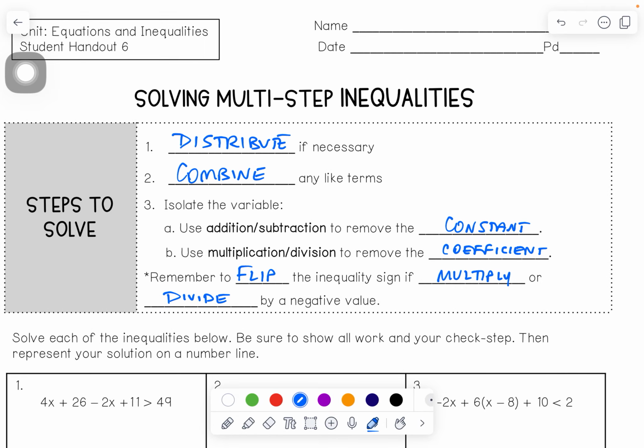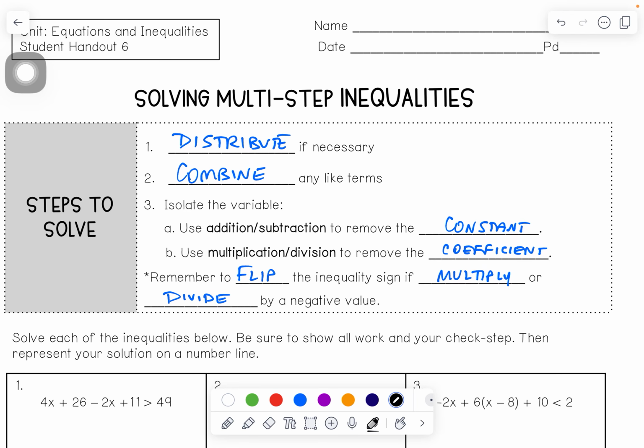All right, so here we are with lesson 6. I'd also like you to get this finished today. So, steps for solving multi-step inequalities. These are the same steps that we already talked about for solving equations, written slightly differently here for you. But regardless, all the same steps that we talked about before, so please copy those down.